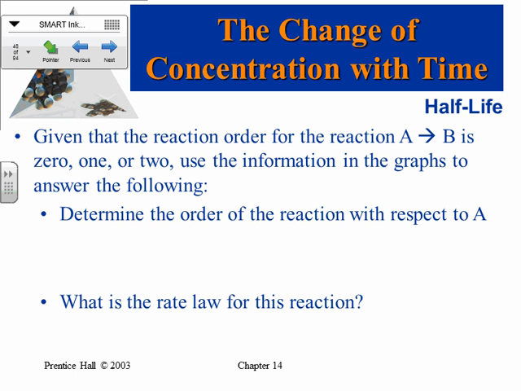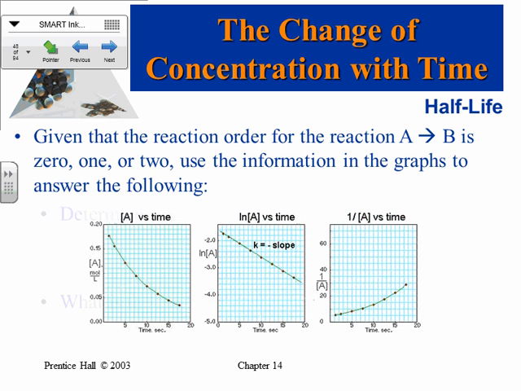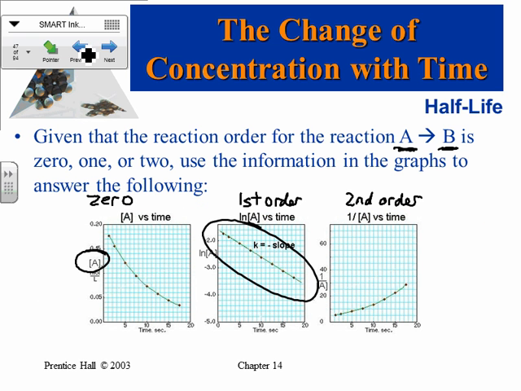And then what is the rate constant for this reaction, including units? Well, how would we figure that out? Right, the k is our slope. Actually, k is the negative of the slope. You want to have a positive k. So we can just pick some numbers from the graph here. Can you see that well enough on your thing to fix?